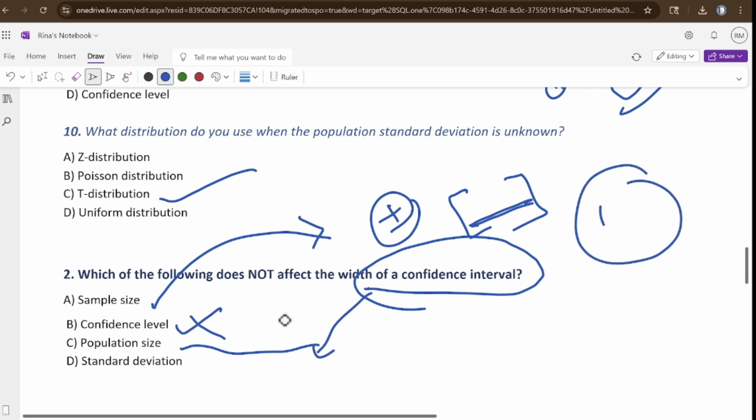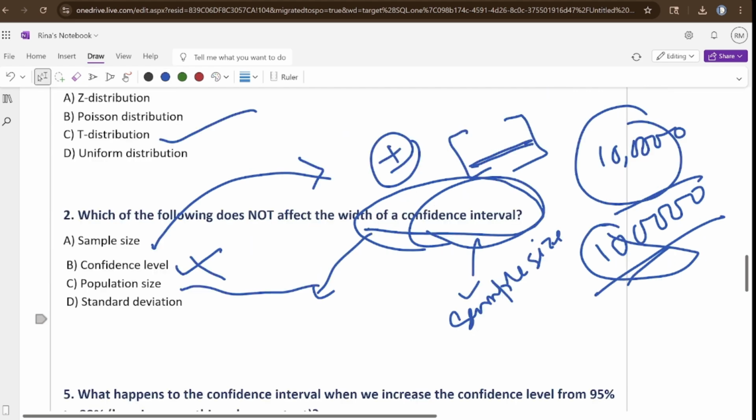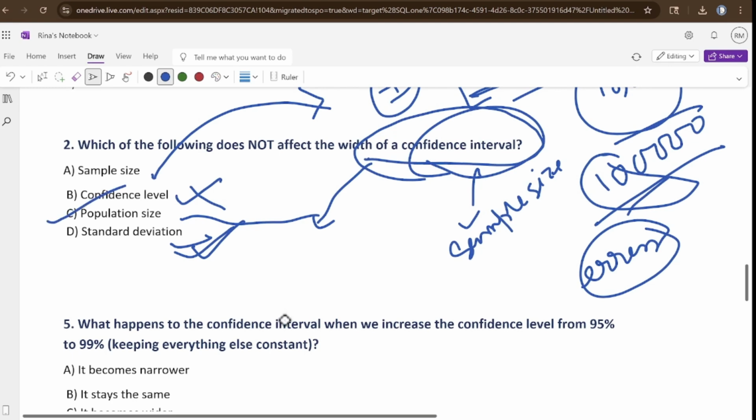See, your population is 10,000 or your population is 10 million. Does it really matter? No, it doesn't matter because you are calculating this from the sample only. So your sample size matters a lot. Okay. Next is standard deviation. Yeah, that also affects it. Standard deviation means you know the error, right? So it also matters. So what doesn't matter is population size.